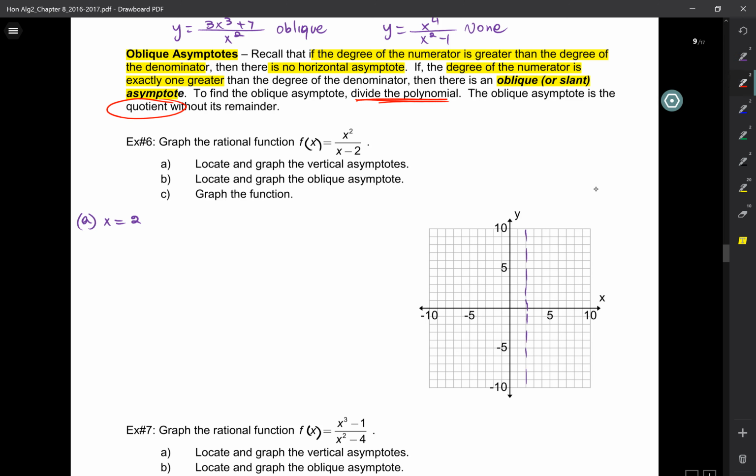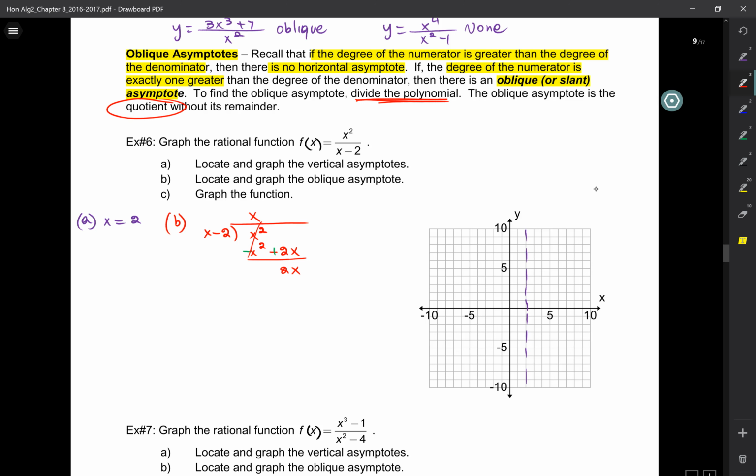Okay, let's talk about oblique. Huh? There is an oblique asymptote. We're going to have to divide this now. Okay? So it's going to be x minus 2 divided into x squared. x squared over x gives you x. We multiply, remember? x squared minus 2x. Now we're going to subtract. Subtract means changing the sign and adding. So I get 2x.